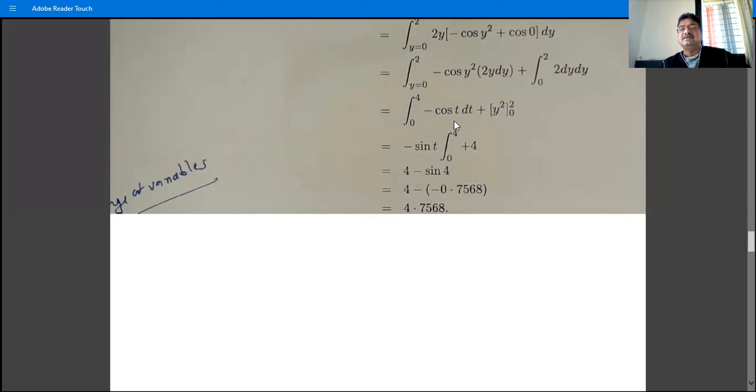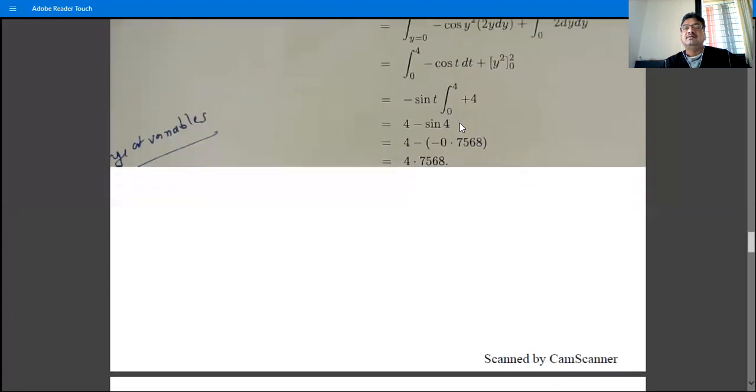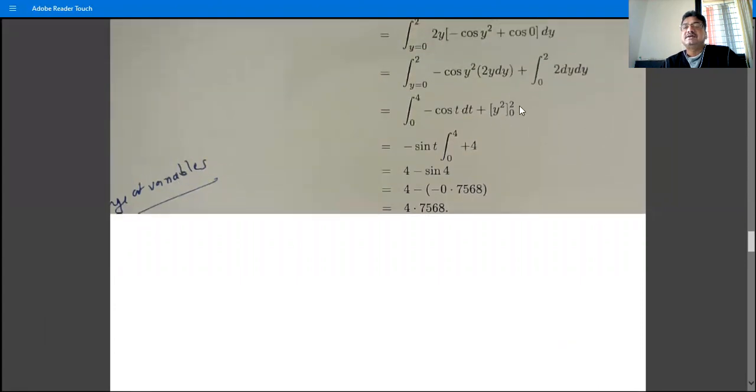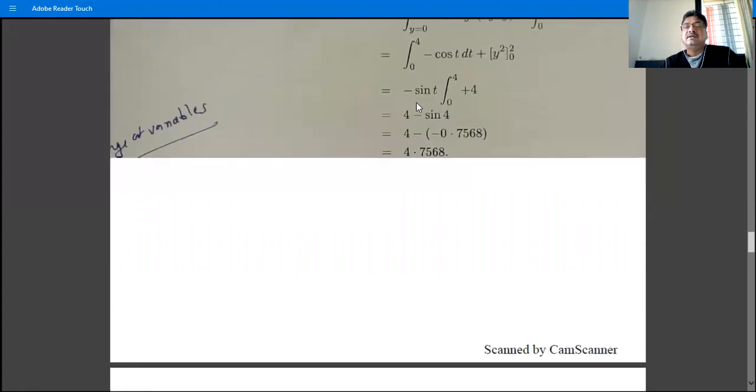then its integration is what. The negative sign stays as it is, and cos t integration is sin t, so minus sin t from 0 to 4, in square bracket. Then the value at the upper limit is sin 4, minus the value at the lower limit, minus minus plus sin 0, sin 0 is 0, so we have this answer as minus sin 4, and this is plus 4.